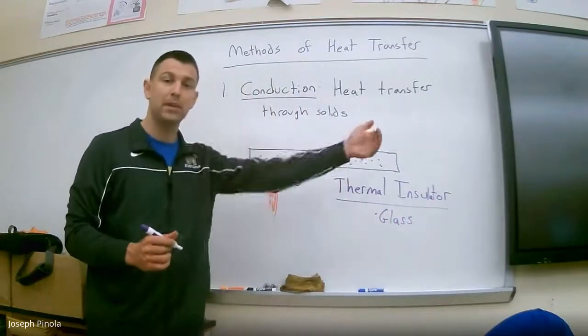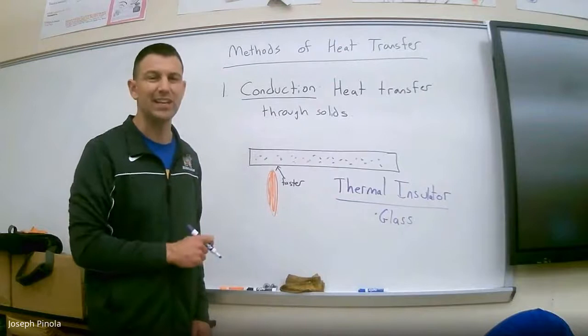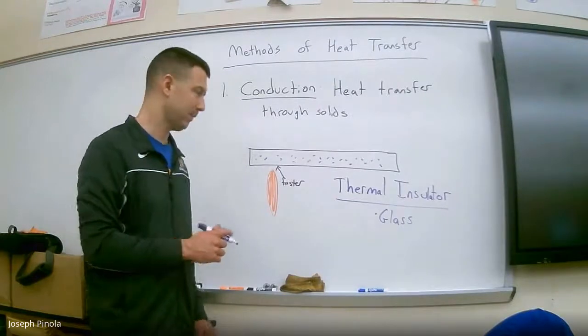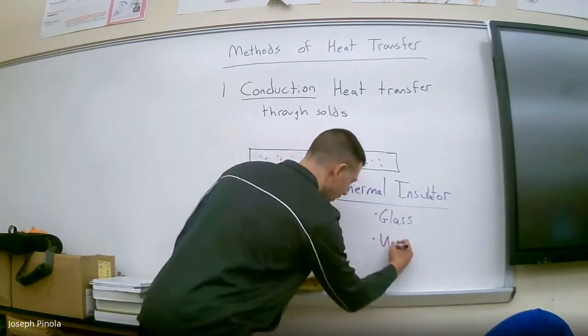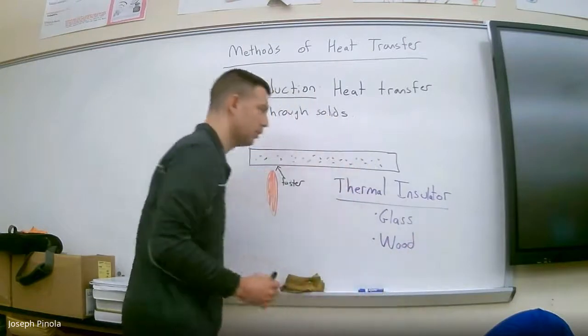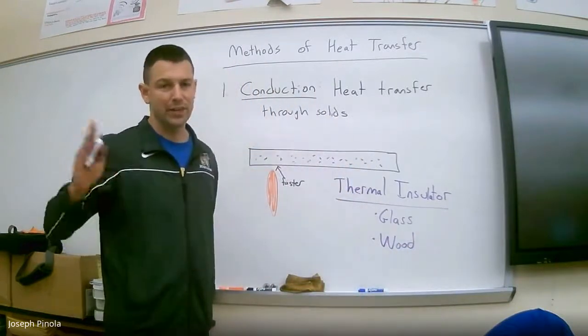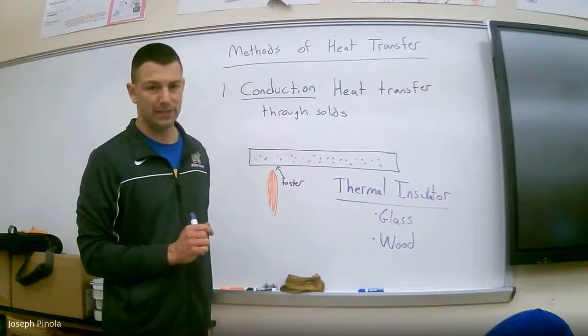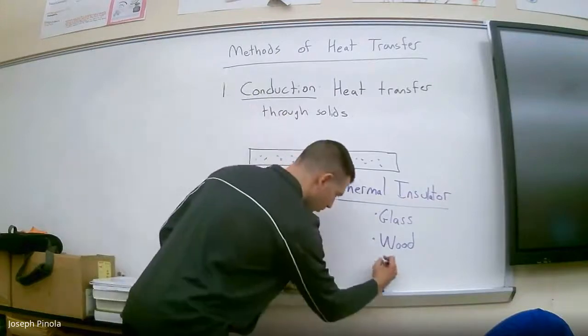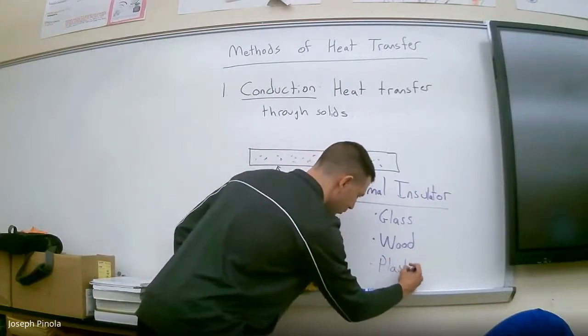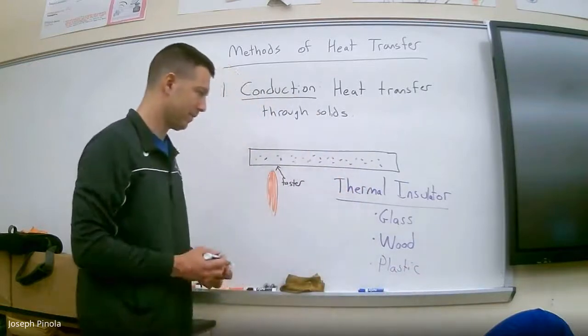Because heat would not be able to really travel through the glass in the same way that it would travel through the metal. Wood is also an example of a good thermal insulator that does not allow the flow of heat. What's more, plastic would also fall into that category.